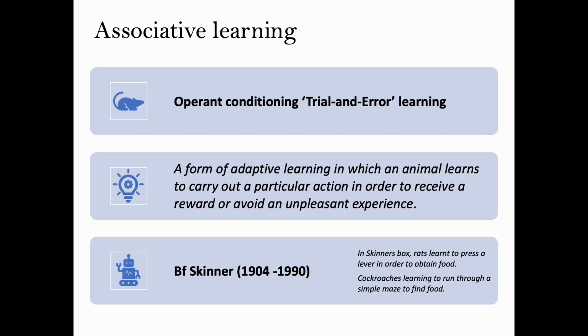Another type of associative learning is operant conditioning. Operant conditioning involves trial and error, reward, and punishment. So here, with this type of learning, the animal learns to carry out particular actions so that it can either receive a reward or avoid a punishment.